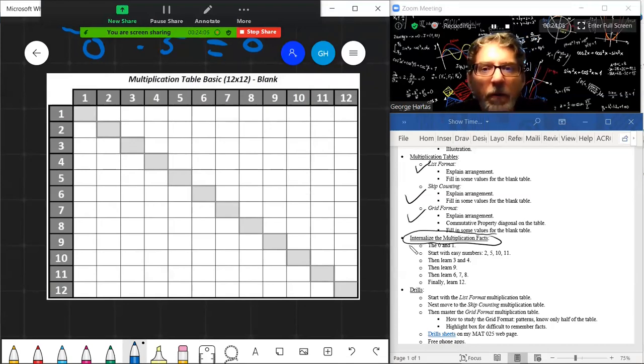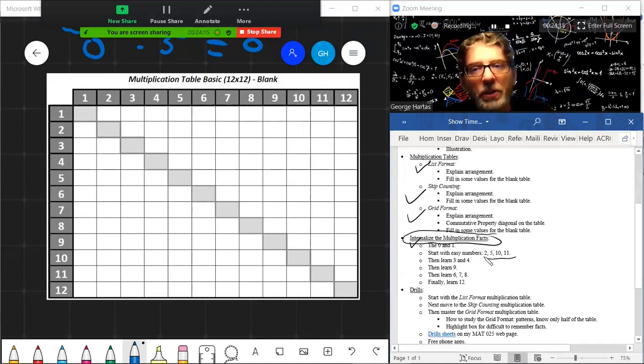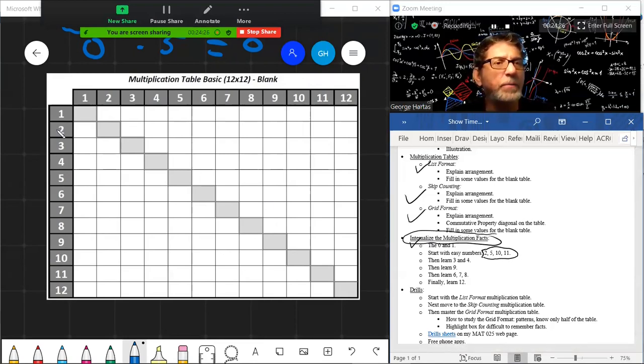All right, now some people recommend to start with the so-called easy numbers. Now, they might not be easy for you, but they're easier, I suppose, than some other numbers. And that is the 2, 5, 10, and 11. So let's do a couple of these so you can see the pattern. So when we do 2, we can either go down or go across. It doesn't matter. I'll just go across. So here's how we read this. You can think of it as a big times here, times.